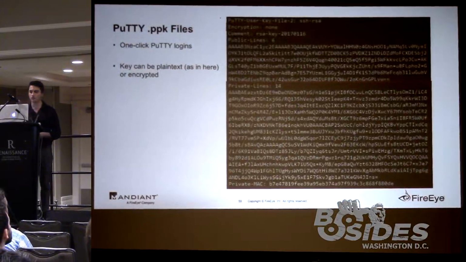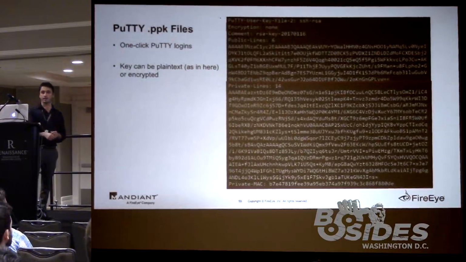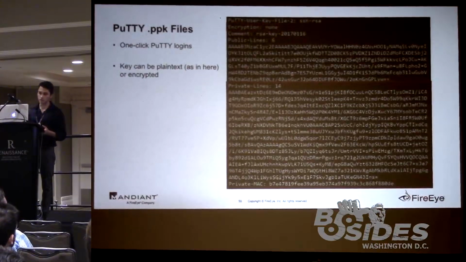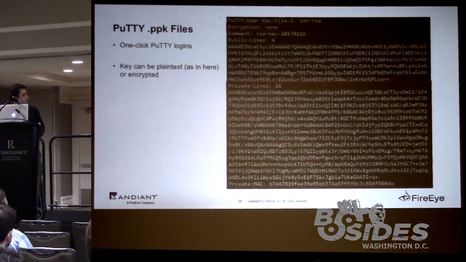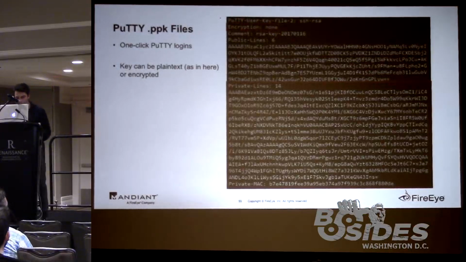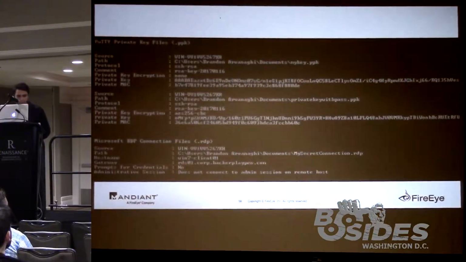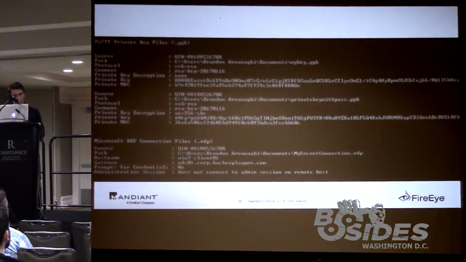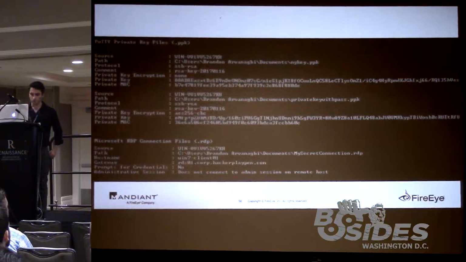PuTTY .ppk files I just talked about earlier, so they contain private key information. These keys can either be encrypted or in plain text, and you can choose that when you generate the key in the first place. This one here is not encrypted. You see that top bar, it says encryption none, and then the private lines is the actual private key and the MAC associated with it. And this allows for one-click PuTTY logins using a private key, obviously. So when you run in thorough mode, it'll find these files, tell you the kind of encryption used, extract the key and whether it's encrypted, and it'll extract the information from the RDP file as well.